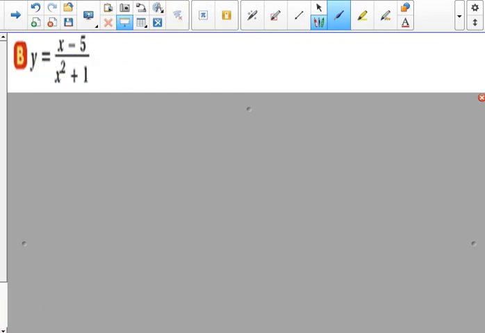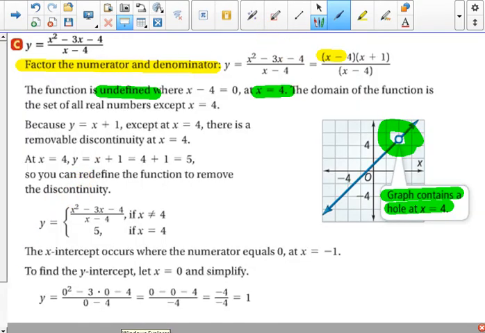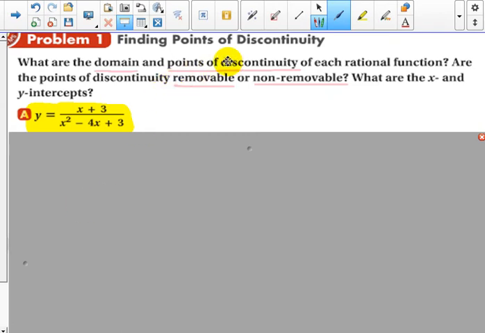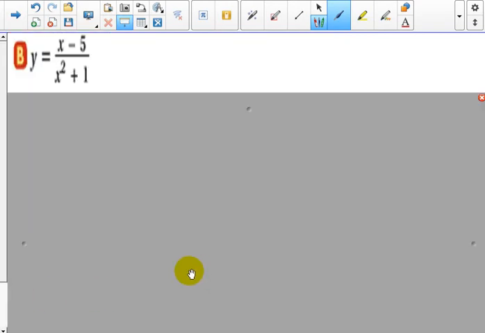Because we don't have points of discontinuity, we can't say they're removable or non-removable, because we don't have any. So now let's talk about the x and y intercepts. Let's look at the x-intercept. Look at your numerator. What makes that 0 when x is equal to 5? So we've got an x-intercept at 5.